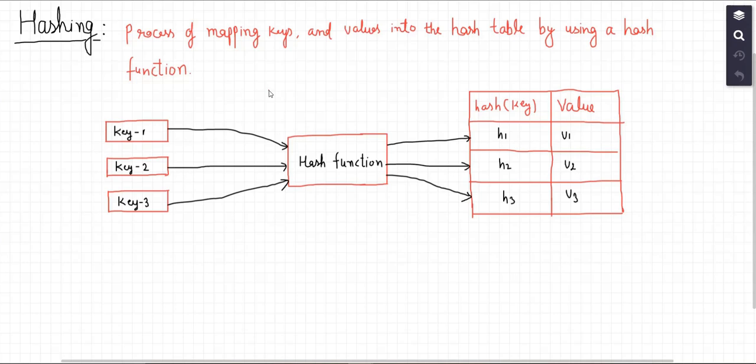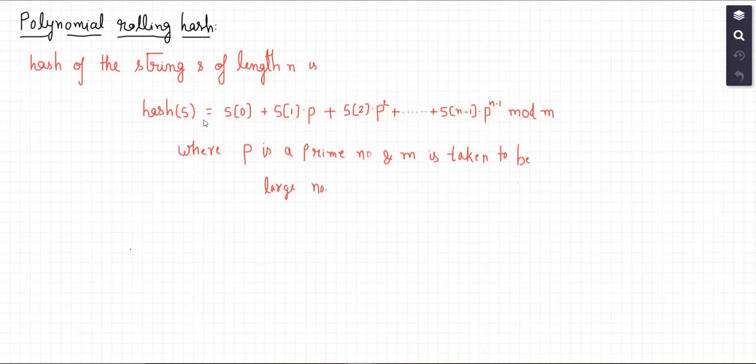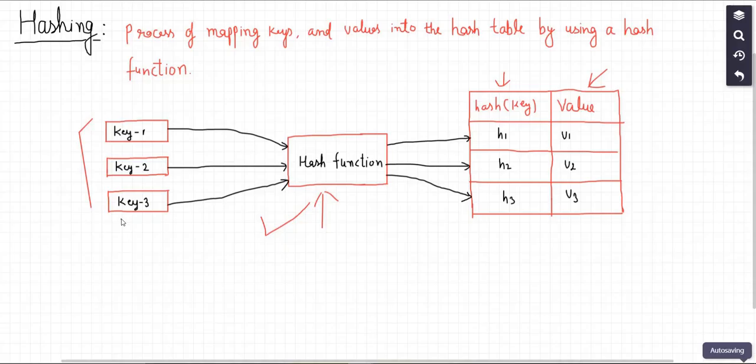Okay, so let's understand what hashing is. Hashing is the process of mapping keys and values into the hash table by using a hash function. So we have some keys. Keys can be strings or some other data type. All we have to do is to use a hash function, and it will generate a corresponding hash value. So I use a key, I generate its hash value, and then I assign some value to that key, right? So that's how the hash function is used. So let's see how this can be performed, particularly for strings.